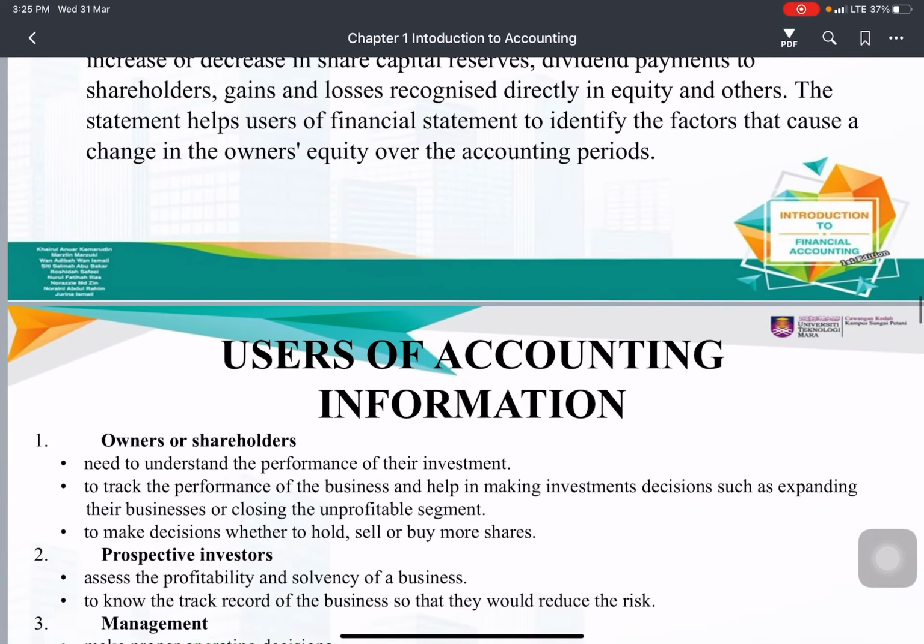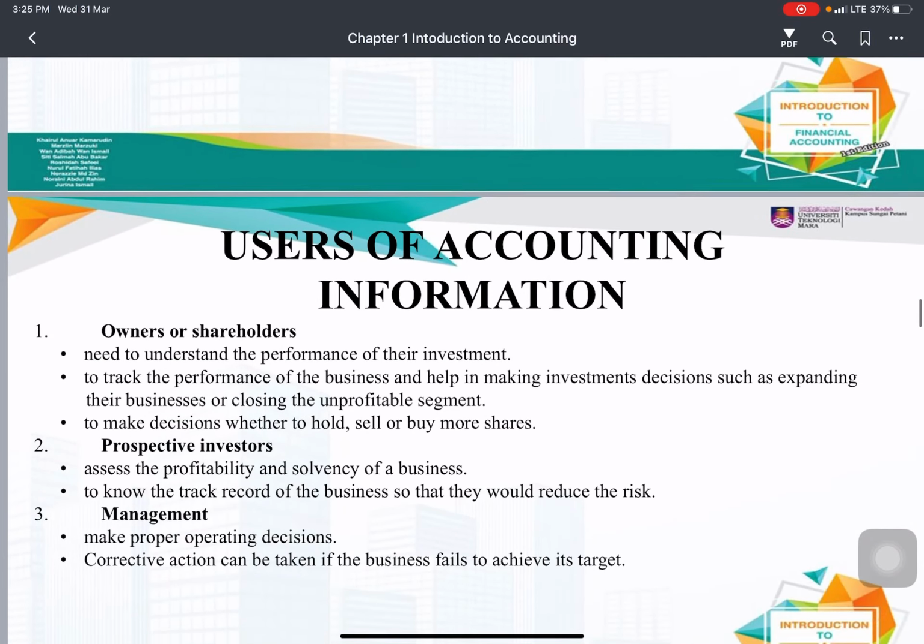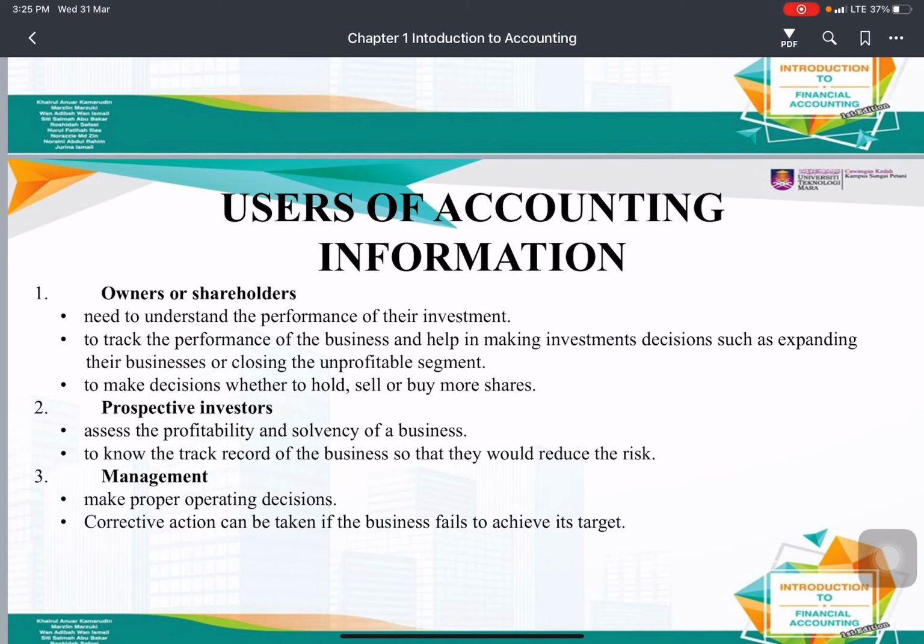All right. So, the uses of accounting information. If we prepare the financial statement, who is going to use the financial statement? All right. Number one is the owner or the shareholder. Of course, the majority of shareholders have money but do not get involved in the business itself, so they would like to know whether the company is profitable or not.